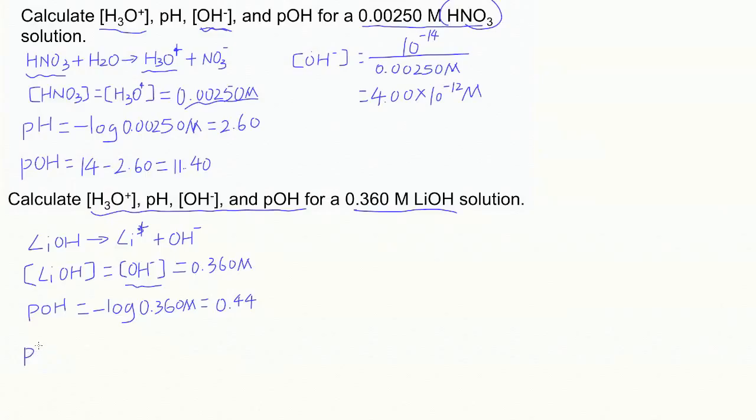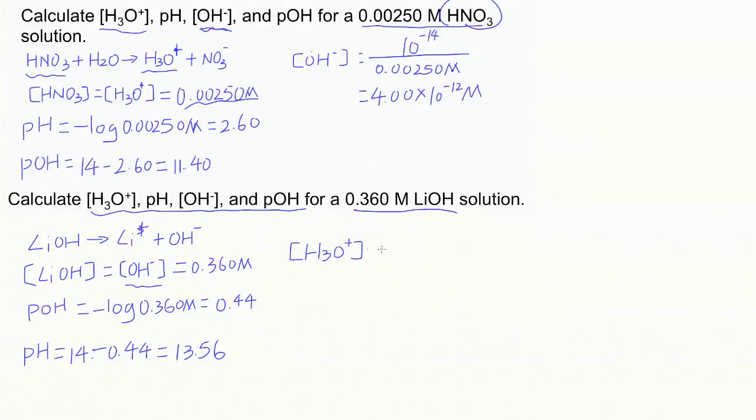Now, as we did in the previous example, you just use 14 minus 0.44, and then you get your pH value, which is 13.56, very basic solution.